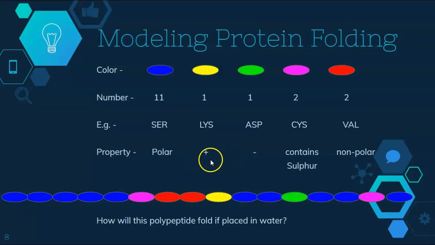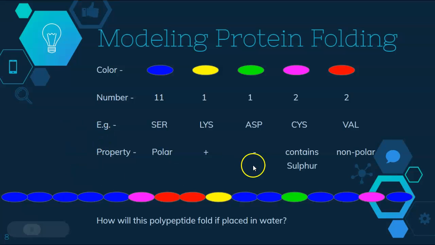We also know that because I have a positive and a negative, they're going to want to meet up too because they are opposites, so they are attracted to each other. And my two sulfur-containing cysteines are going to want to meet up with each other too and form a disulfide bridge. So really we're just looking at this and thinking to ourselves, okay, how can this fold so that the green and yellow are touching, the two pinks are touching, and the blue surrounds this red? That's what you want to do when you're modeling protein folding.